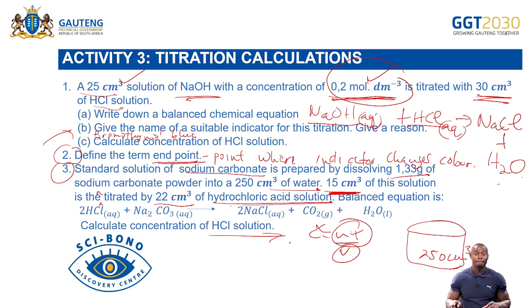We are having 250 cubic centimeters of the solution of sodium carbonate, right? So this is what we have. We don't know the concentration of this solution. We have the volume of it, but we don't know the concentration. We also don't know the initial number of moles here.